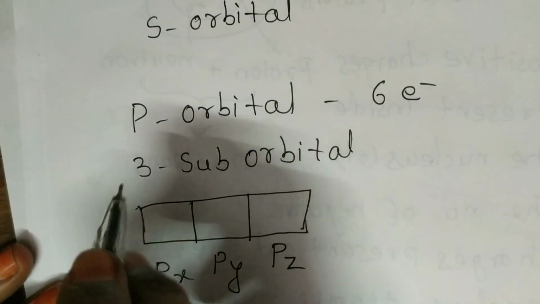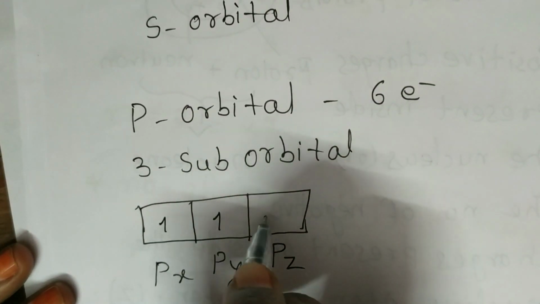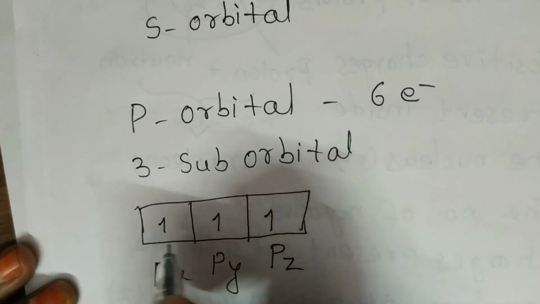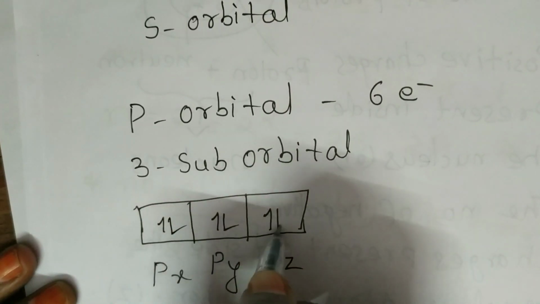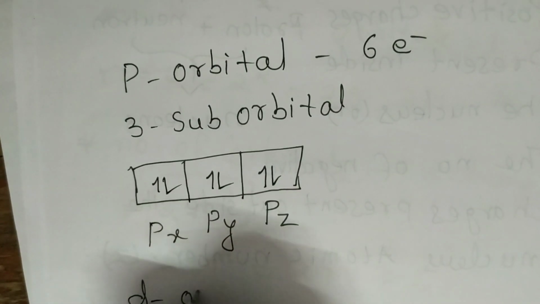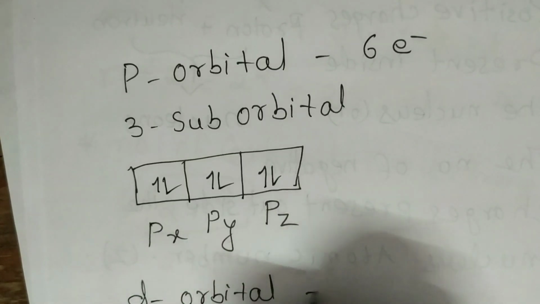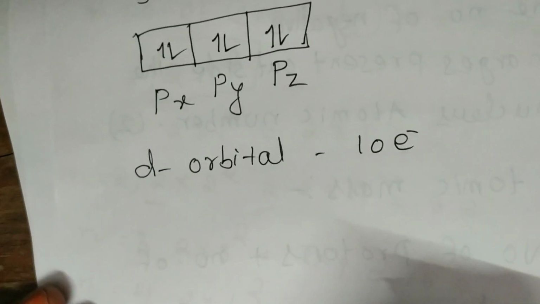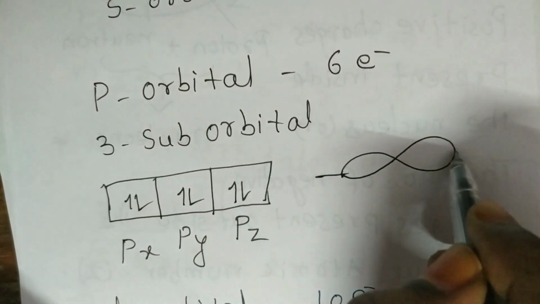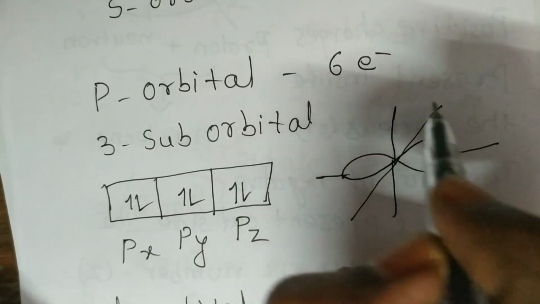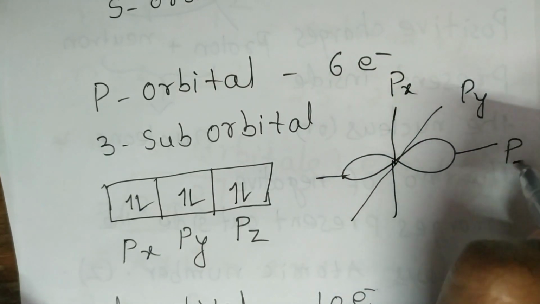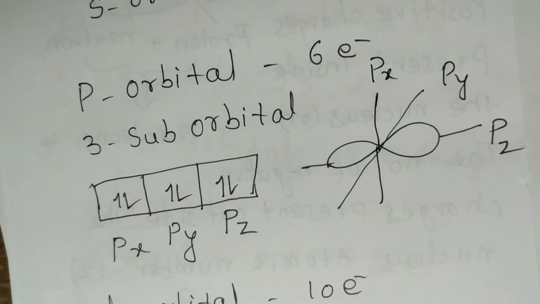According to the filling of electrons, we follow Pauli's exclusion principle, Hund's rule, and the Aufbau principle. Electrons always fill in increasing order of their energy levels. Like this, we can fill the electrons in the p orbital. Actually I forgot, the p orbital shape is dumbbell, like this. So we have px, py, and pz, and the shape will be like this.